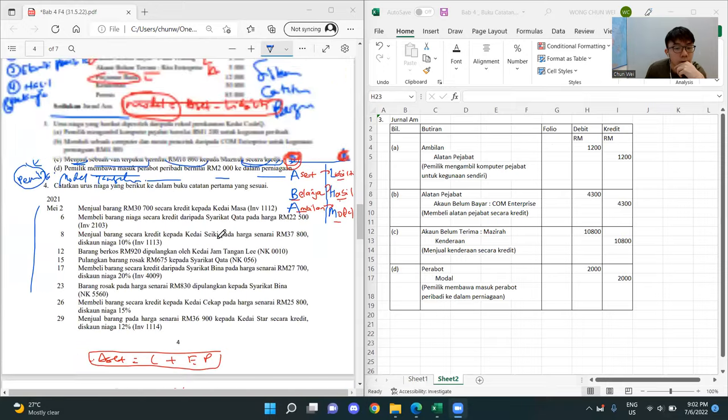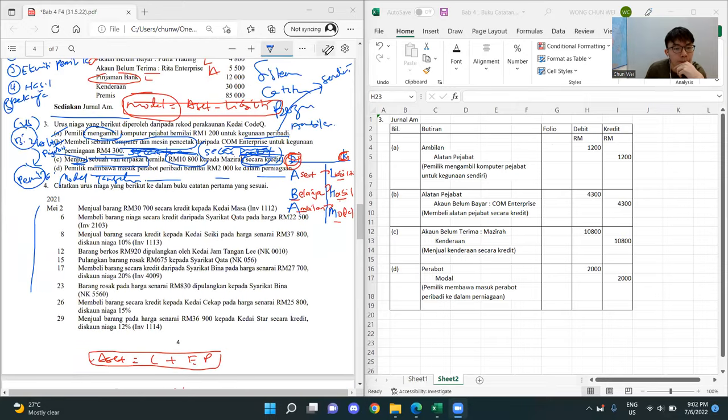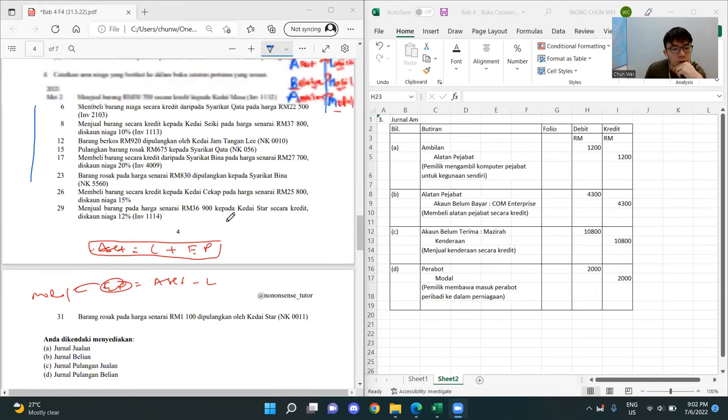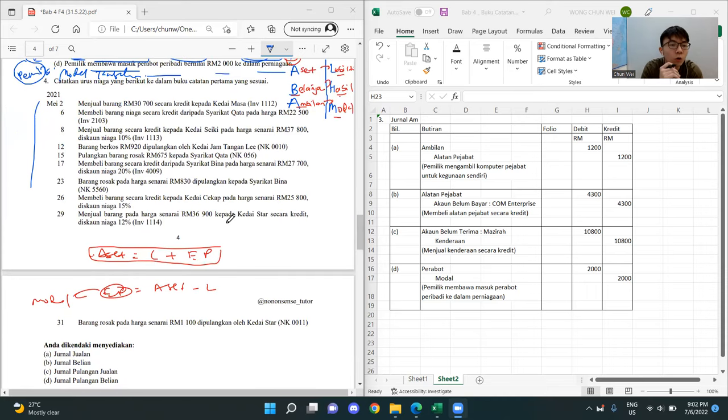Okay, now let's move on to question 4. Okay, very good. I see all your abelian. A-B-A-L-H-M. Okay, so question 4. So what are we supposed to do in this question 4? Question 4 says, catatkan urus niaga yang berikut ke dalam buku catatan pertama yang sesuai.